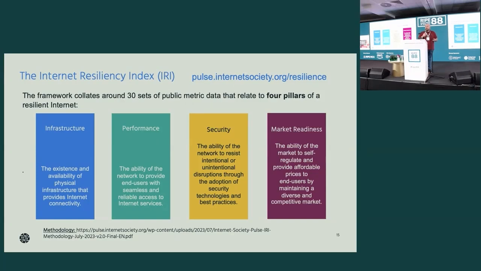Security, the ability of the network to resist intentional or unintentional disruptions through the adoption of best practices related to security. And the last one is the market readiness, which is the ability of the market to self-regulate and produce affordable prices or make internet available at affordable prices through maintaining a diverse and competitive market.